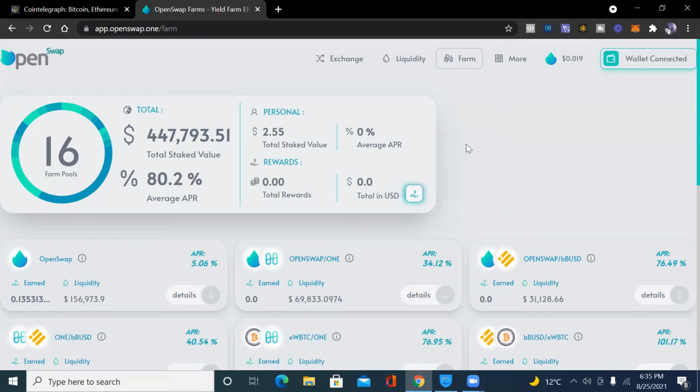My personal total stake value is $2. Like I said, I'm not heavily invested in this project. I just had extra coins, and I was just jumping into anything.